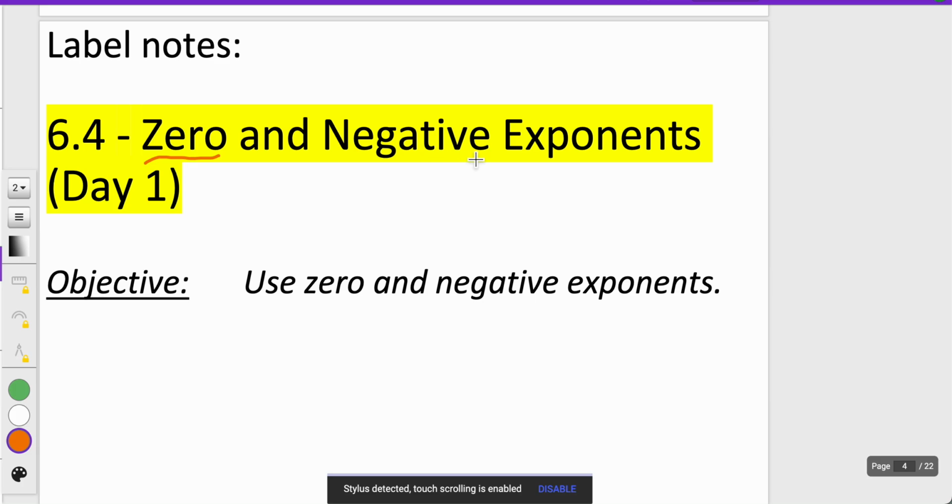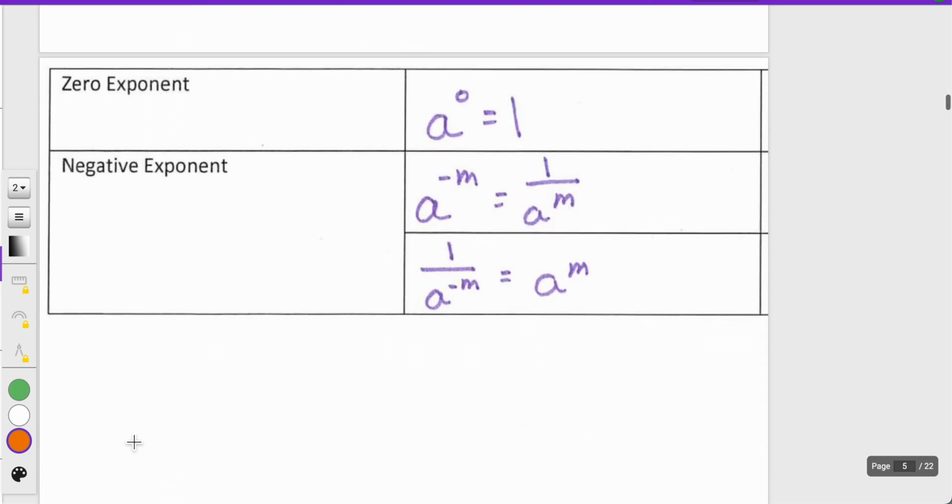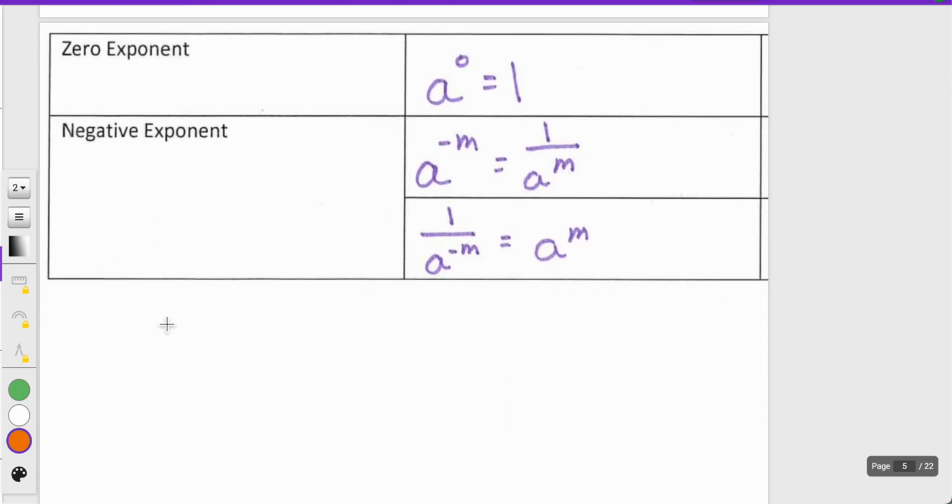Today we're going to be looking at our lesson 6.4, zero and negative exponents, so we'll be able to use them. So let's go ahead and dig in with 6.4, day 1. The first thing we want to see is zero and negative exponents.